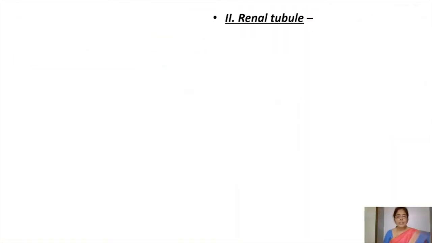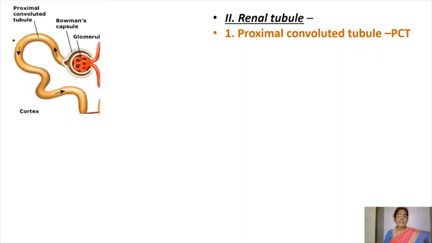The second part of the nephron is the renal tubule. The Malpighian capsule continues into the renal tubule. The renal tubule mainly consists of four main parts. The first one is the proximal convoluted tubule. Here this is the Malpighian capsule. It opens into the proximal convoluted tubule, the first part of the renal tubule.